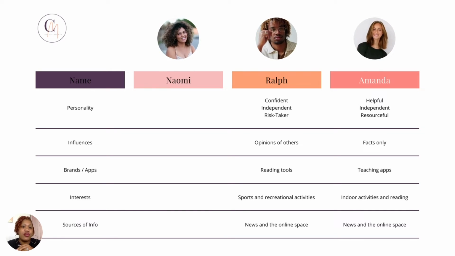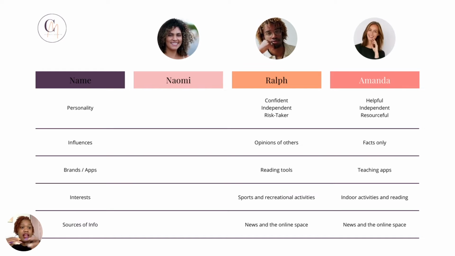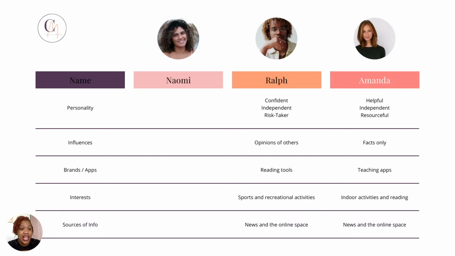Some of Ralph's influences are the opinions of other people. He's relying on the company to help him pick the right shoes for his wife. And then Amanda is a facts-only type of person. Brands and apps: Ralph uses a lot of reading tools and Amanda uses a lot of teaching apps.